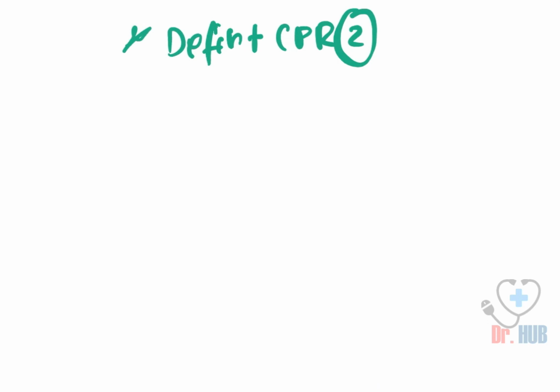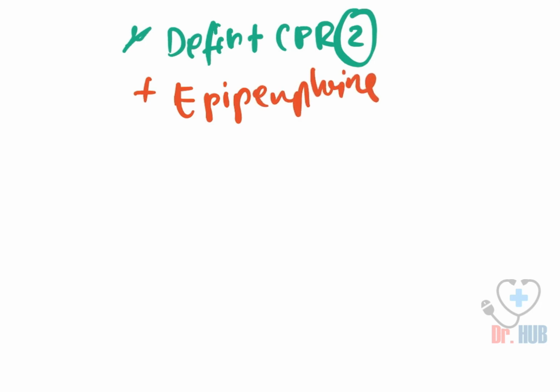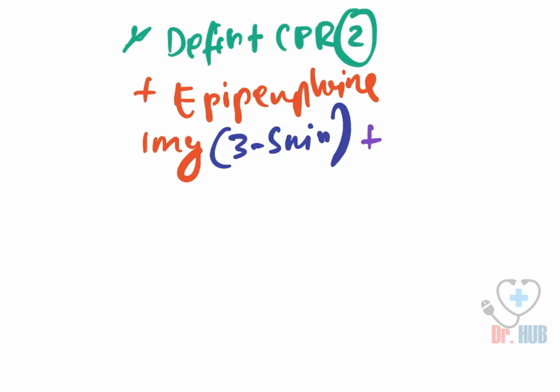So if the rhythm is shockable, we do a defib plus the CPR. This is done for 2 minutes. And then we also add the epinephrine. The epinephrine is 1 mg, which is given every 3 to 5 minutes. And along with this, what we consider is the ET intubation.